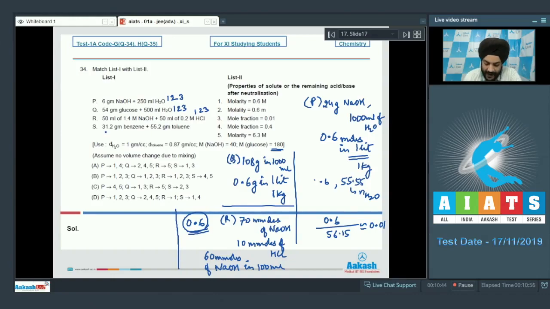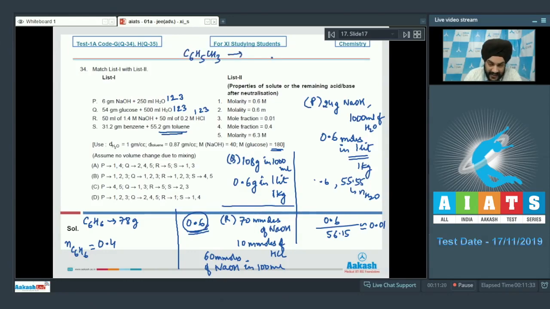In the last option, we have 31.2 gram of benzene mixed with 55.2 gram of toluene. Okay. So if we talk about benzene, benzene is C6H6. Its molar mass is 78 gram per mole. So if we talk about the moles of benzene present, students, we have n of C6H6 equal to 31.2 divided by 78, which gives us a value equal to 0.4. If we talk about toluene, students, toluene is C6H5CH3.